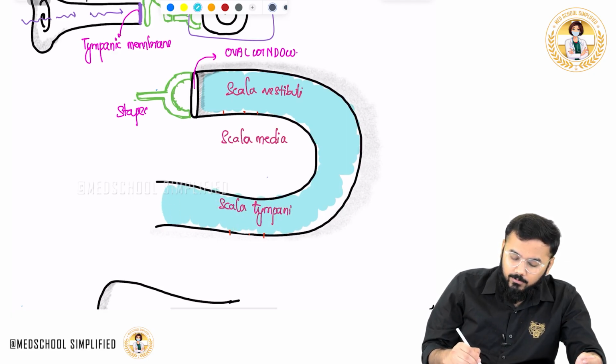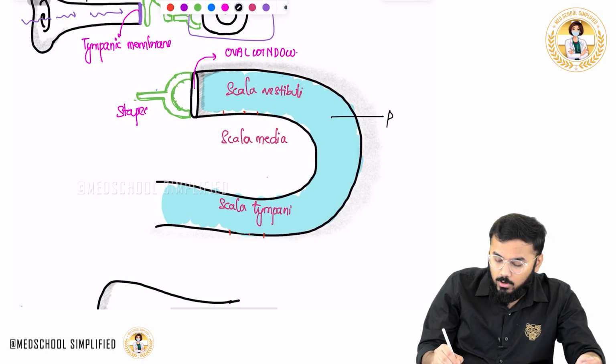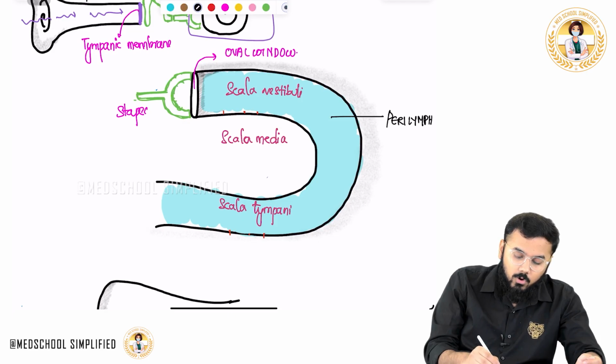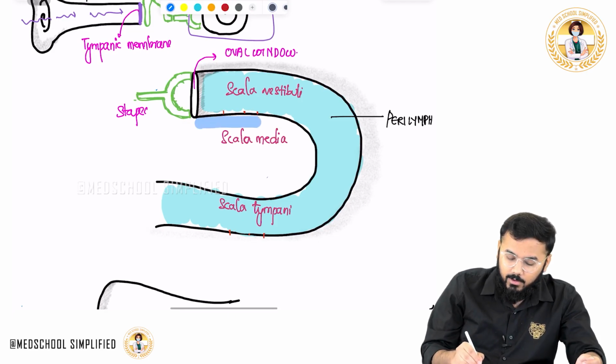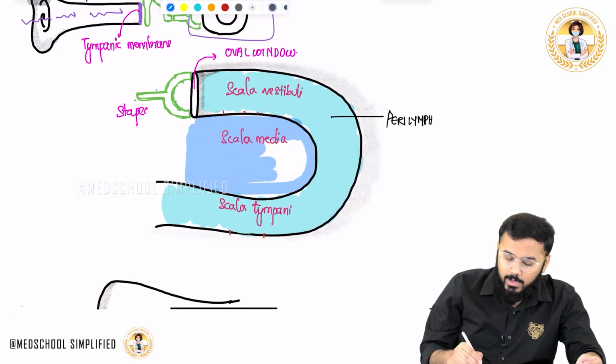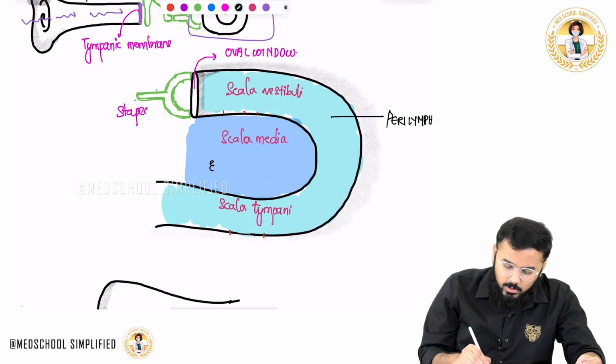So this particular fluid which you can see over here is called perilymph. Next, you even have got fluid over here in the scala media. The fluid which you can see in the scala media is called endolymph. The fluid in the scala media is called your endolymph.